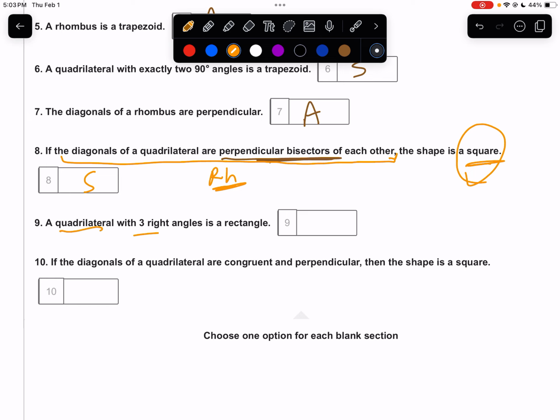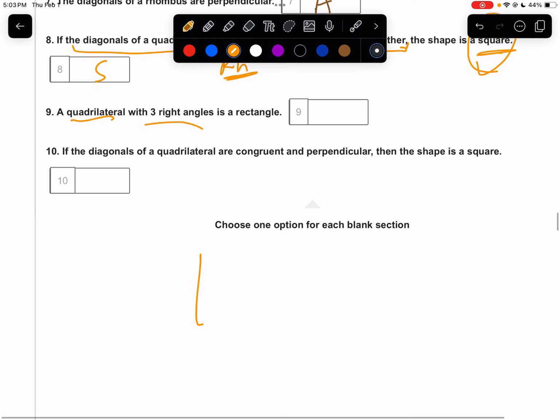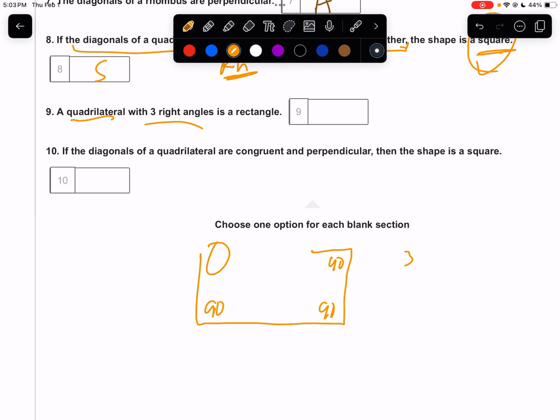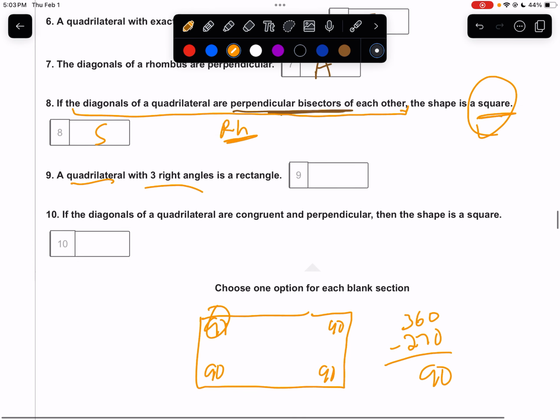A quadrilateral with three right angles is a rectangle. Ooh, if I have three right angles, what has to be true about that fourth one? If that's 90, 90, and 90, 360 minus 270 is another 90. That fourth one would have to be 90. So if three of them are right angles, then they're all right angles, and it has to be a rectangle.